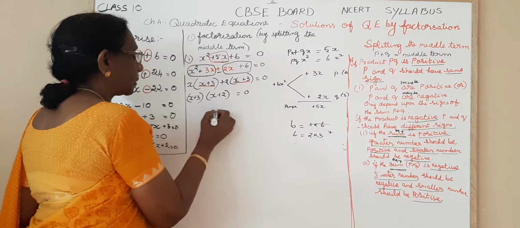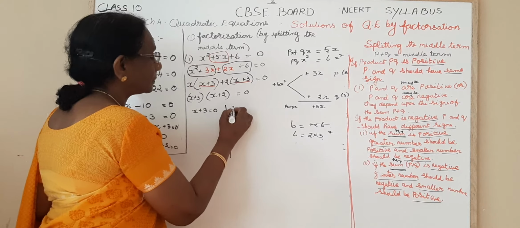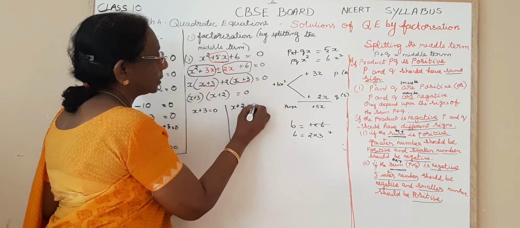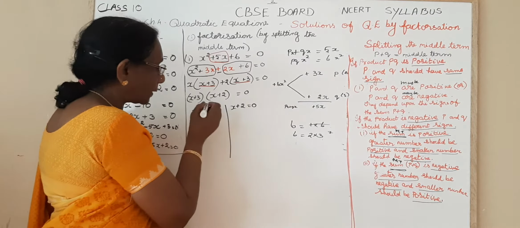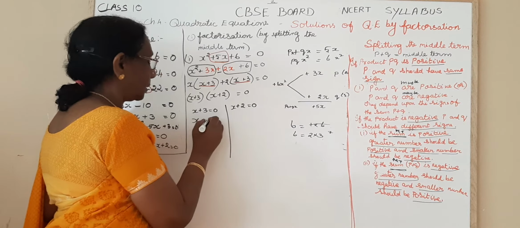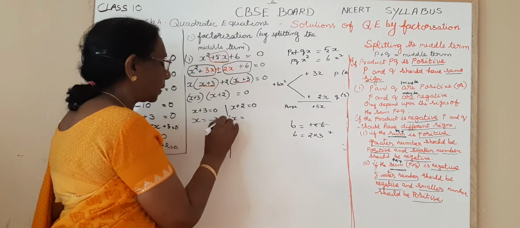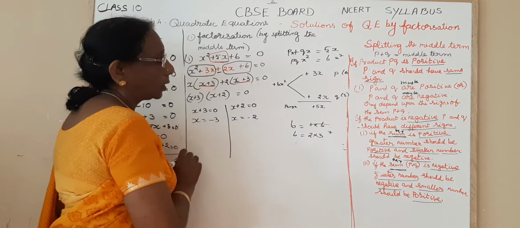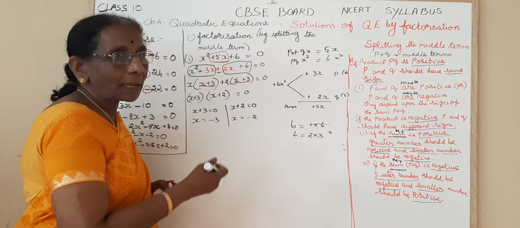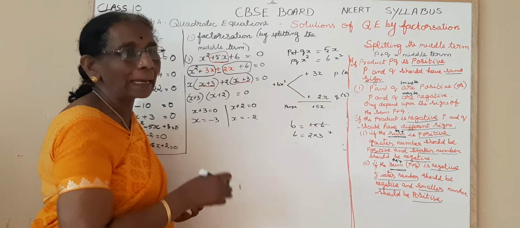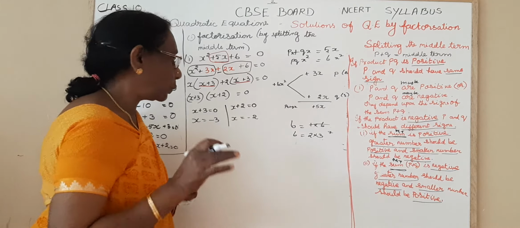So here, two conditions. Either x plus 3 is equal to 0 or x plus 2 is equal to 0. When x plus 3 is 0, what will be the value of x? x is equal to minus 3. And here again, when x plus 2 is equal to 0, x is equal to minus 2. So now we got the solution or roots of the quadratic equation. You can verify whether your answer is correct or not. I'll teach you how to verify. For the other sums, you can do the verification by yourself.